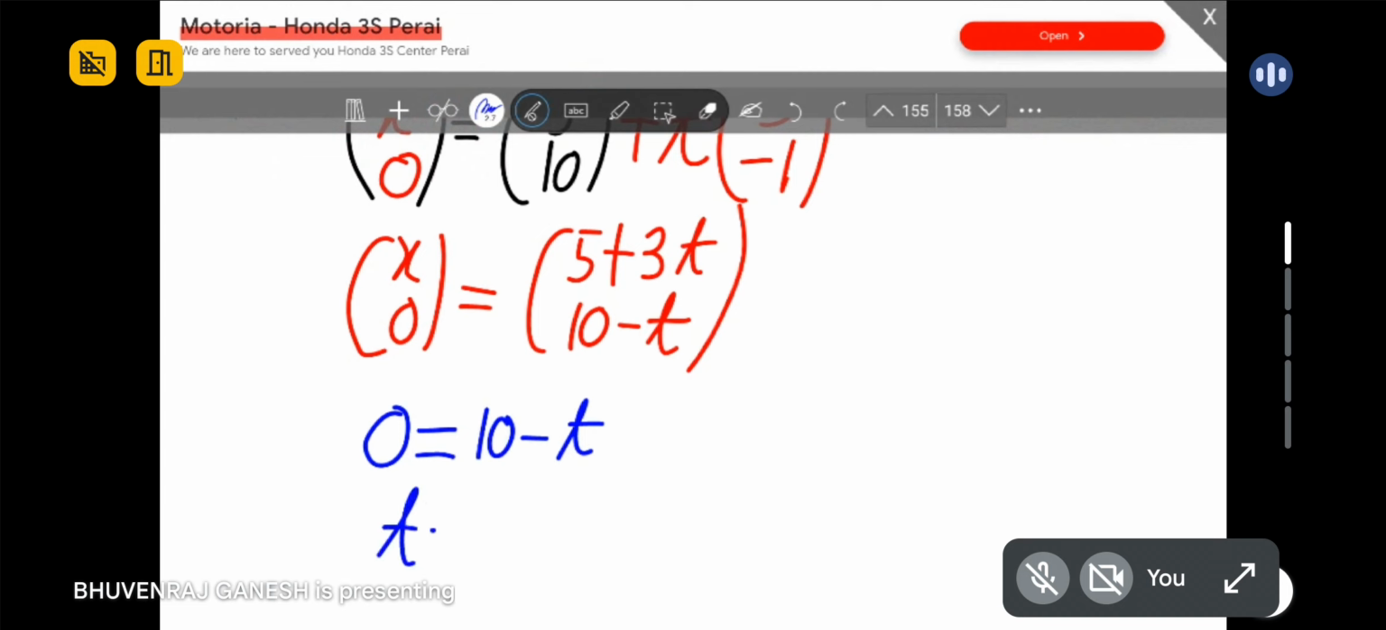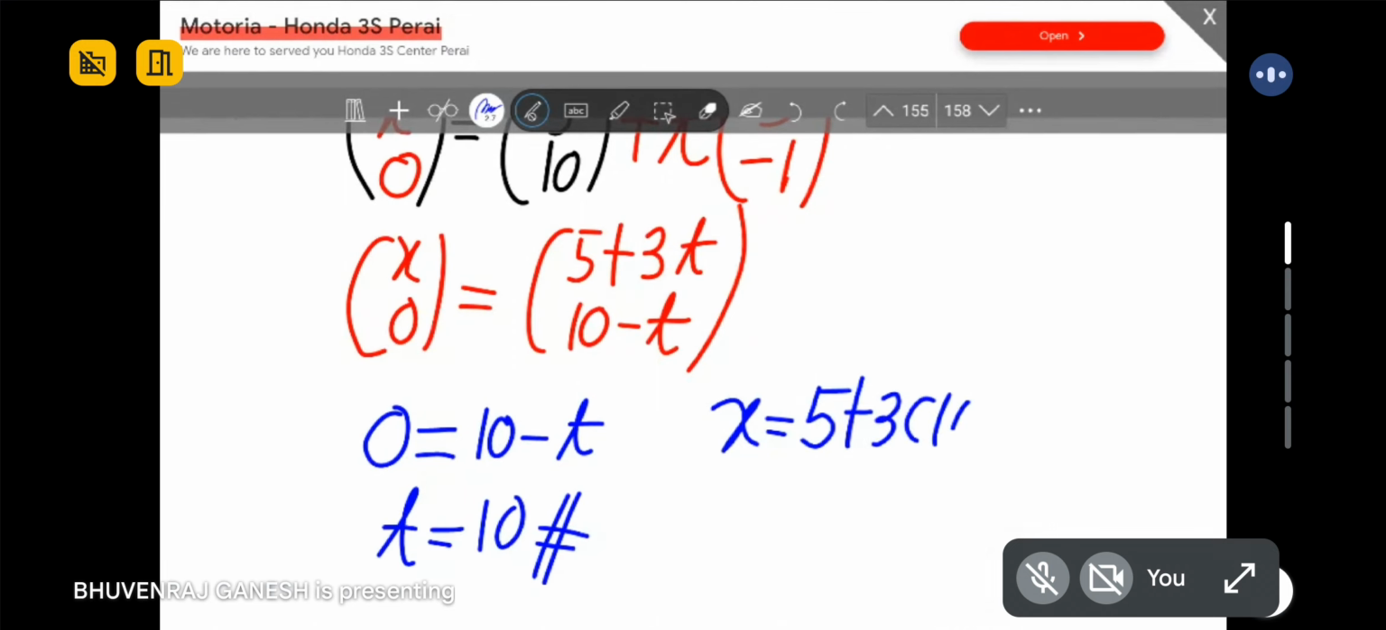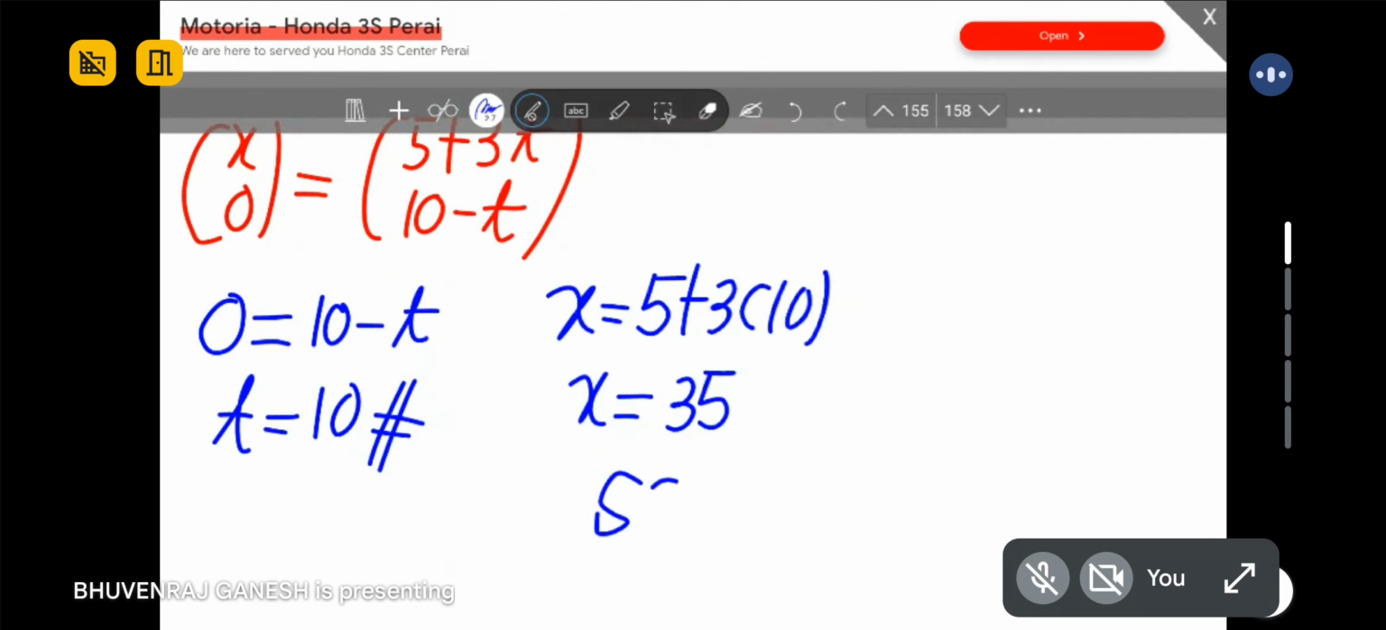So I have this equation. My t value is automatically 10. I already get one answer. Second answer, I can find the x, right, guys? Gantikan nilai t. So I will get x is equal to 35. So it means coordinate S is actually 35 and 0.